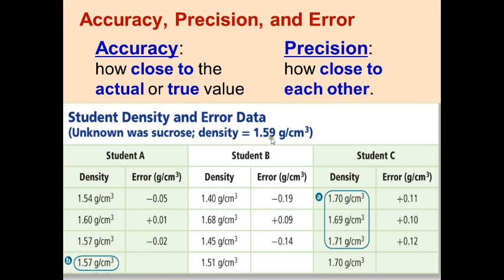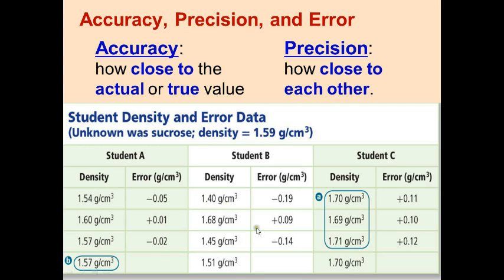So 1.59 is at target. So are any of these close to 1.59? Well, this one is super close. It's only 200ths off, so this would definitely be accurate. These two, however, aren't because they're way off. And is this precise? Well, 0.54, 0.6, and 0.57. I would say that's pretty precise. Like, it's close to each other. It's not that far off.